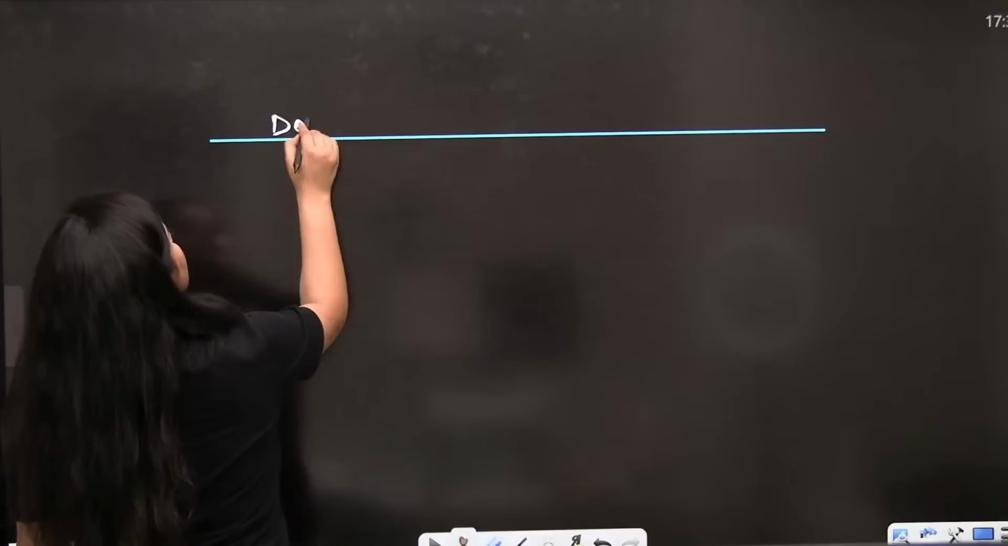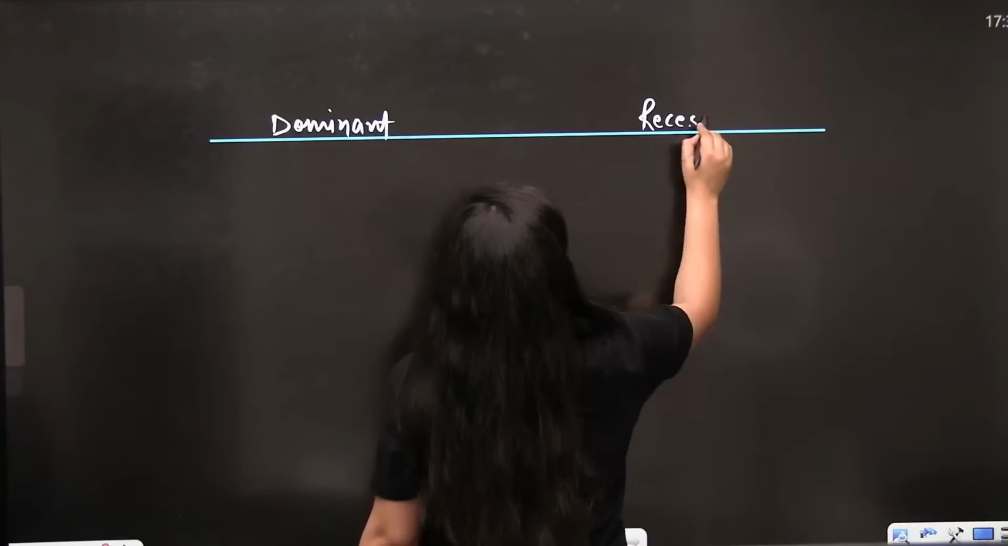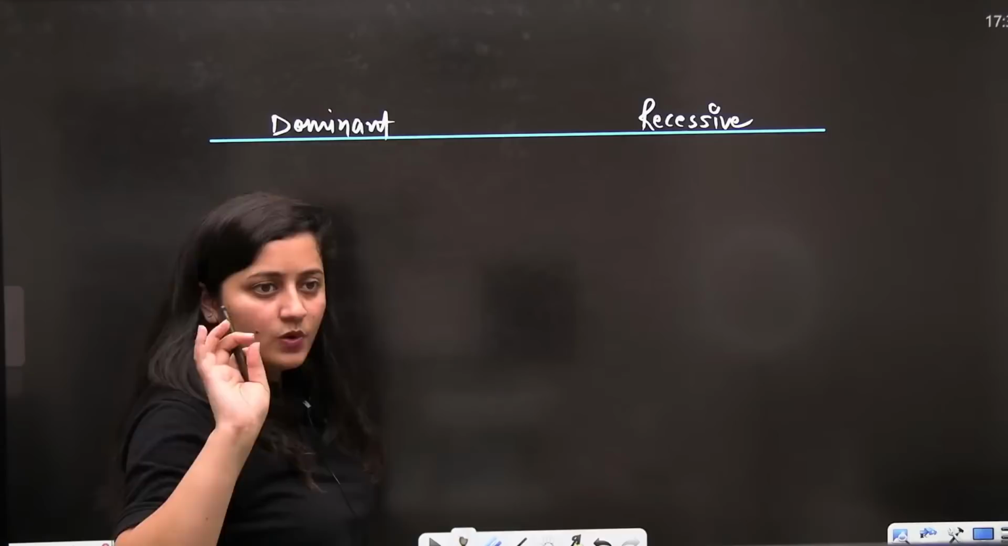If you know about it, then 50% of the question will be solved. 50% of the part you will cover. Okay, the word is dominant, the word is recessive.